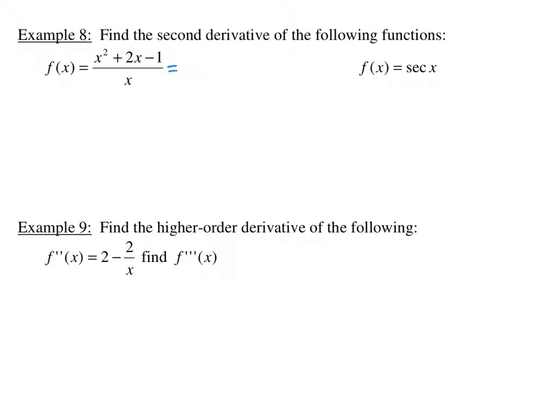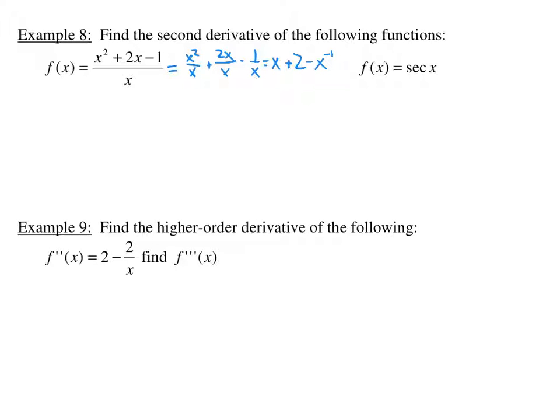Okay? Can you just divide each term by x? Or, yeah, split it up into separate fractions. However you guys choose to do that. x squared over x plus 2x over x minus 1 over x. So that's going to be x plus 2 minus x to the negative 1. Since I've got to do the derivative, I'll go ahead and rewrite the negative exponent too. Alright? So that's kind of nice.